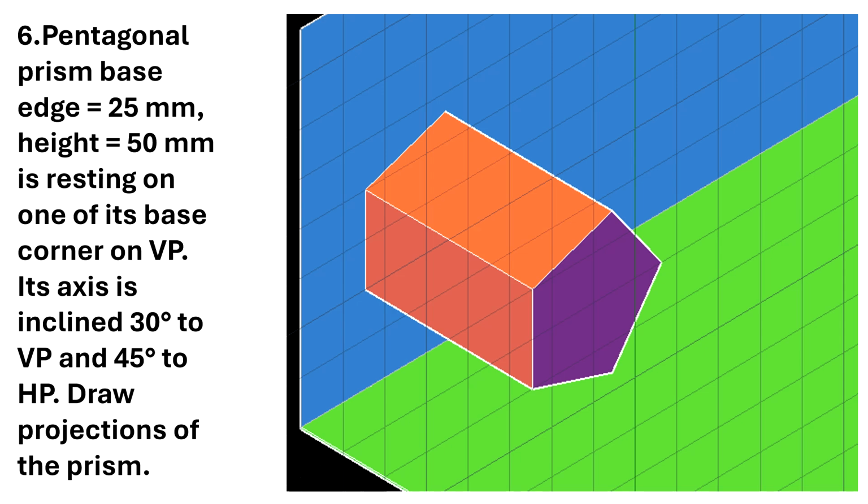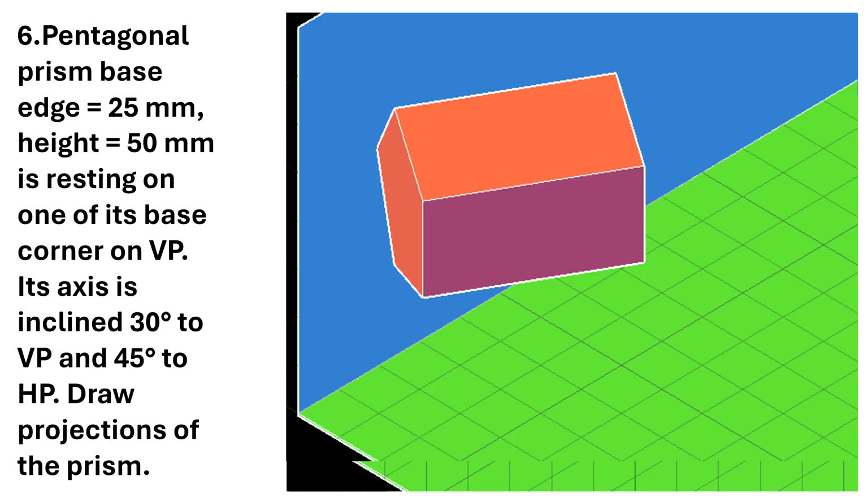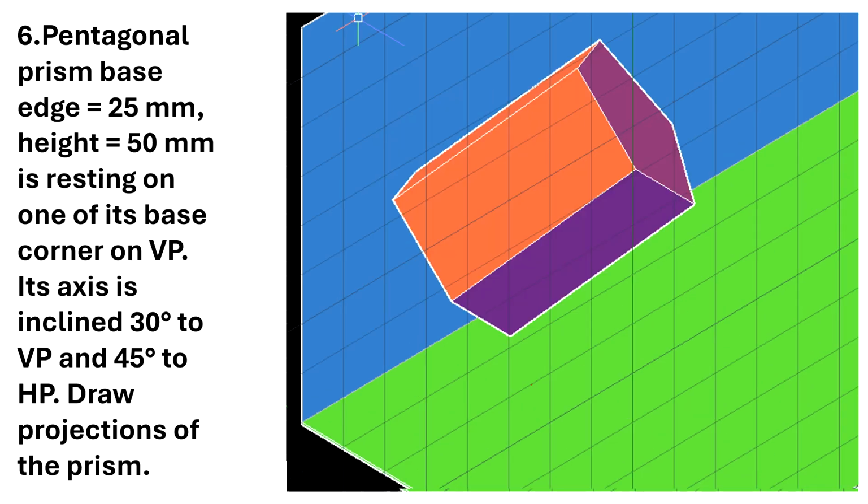Then this solid is making 30 degrees to VP. So now I need to rotate this solid in such a way that it makes a 30 degree angle with the vertical plane. Then again this same solid is making a 45 degree angle with the horizontal plane. So this is the horizontal plane. Now the axis is parallel to the horizontal plane. Now I will rotate such that this will make some angle with the horizontal plane.